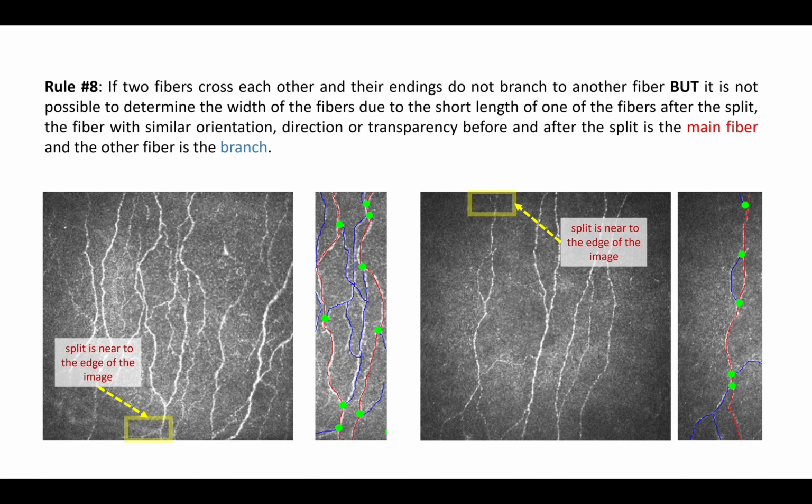Rule 8. If two fibers cross each other and the endings do not branch to another fiber, but it is not possible to determine the width of the fibers due to the short length of one of the fibers after the split, the fiber with similar orientation, direction or transparency before and after the split is the main fiber, and the other fiber is the branch.